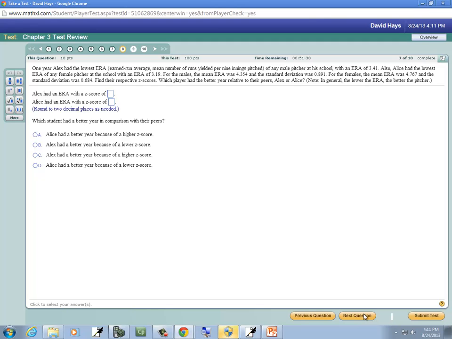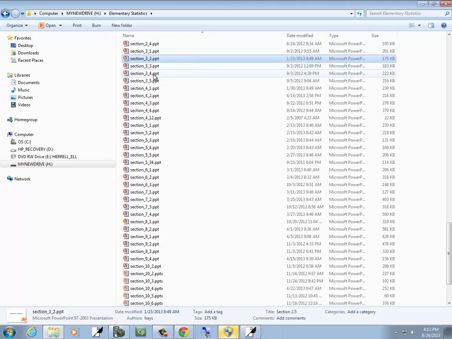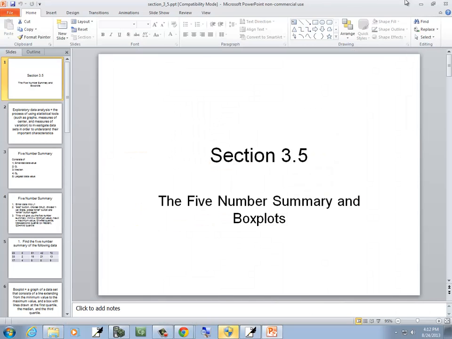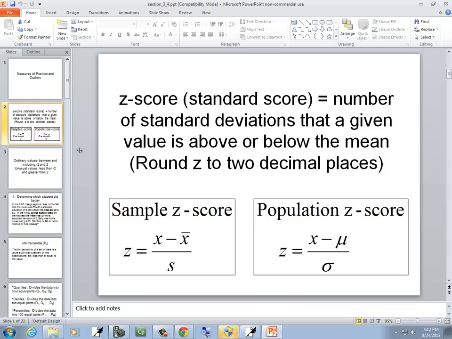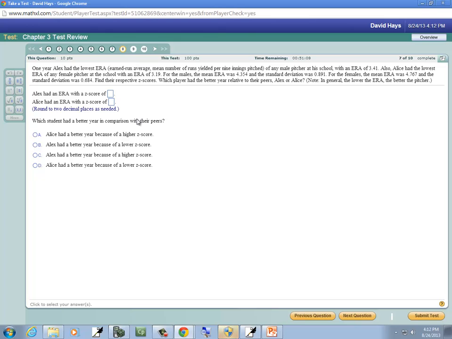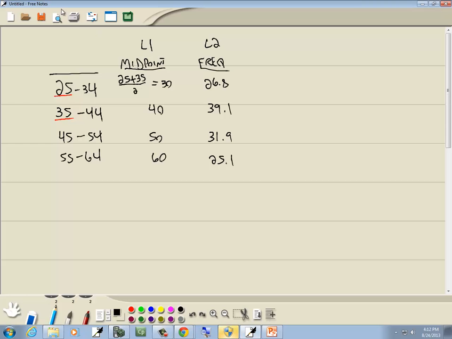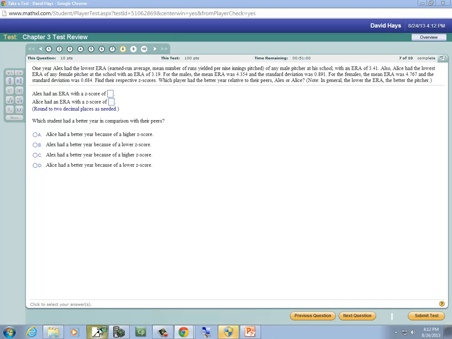This looks like a z-score problem. So let me bring up the formula for z-score. What section is that? I think it's 3.5. No, that's box plots. Never mind. Okay, I lied to you. 3.4. Okay, here's our formula. And this is, come over here, clear this out. Tablet will blow up, so I'm going to bring up another copy.